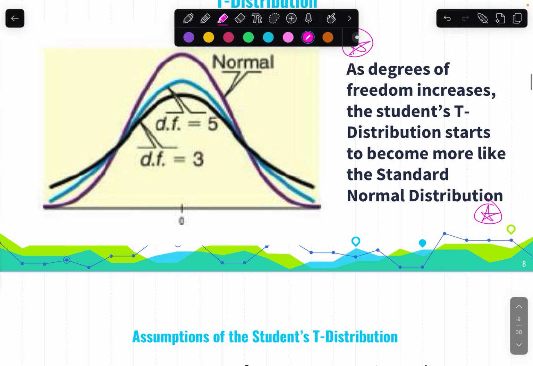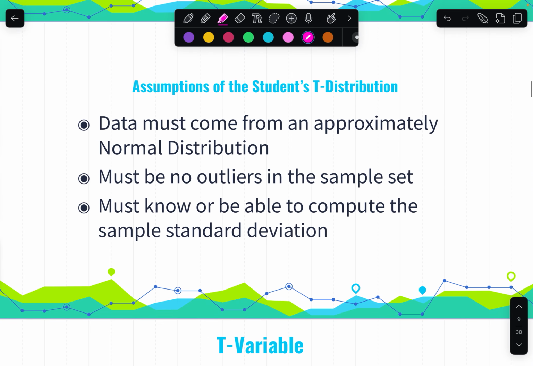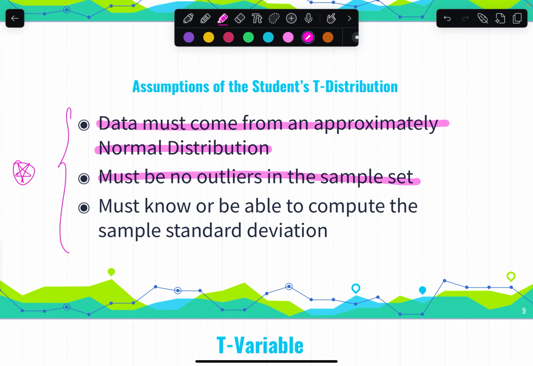Okay, all right. I'm going to get off my soapbox here, and we're going to talk about another important concept that we need to learn about for the t-distribution, which is the assumptions. You are going to be required to know the assumptions for a t-distribution test, so make sure to put these all into memory. The first one being that the data must come from an approximately normal distribution. You can't have any outliers in the sample set. And you have to be able to compute the sample standard deviation, right?